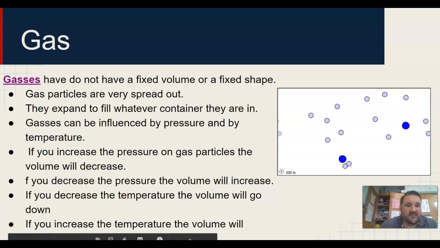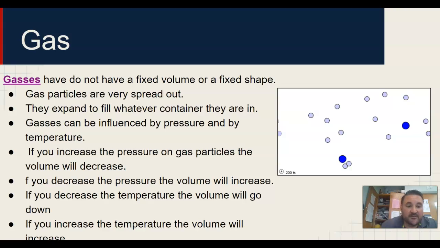The third phase of matter is a gas. Now, gases are very, very high energy particles, so much that they spread out and they aren't actually touching. They do not have a fixed volume. They do not have a fixed shape. They spread out to match up with their container. If you squeeze the container, you can cause the particles to bump together more or bump the sides of the container. We call that pressure.